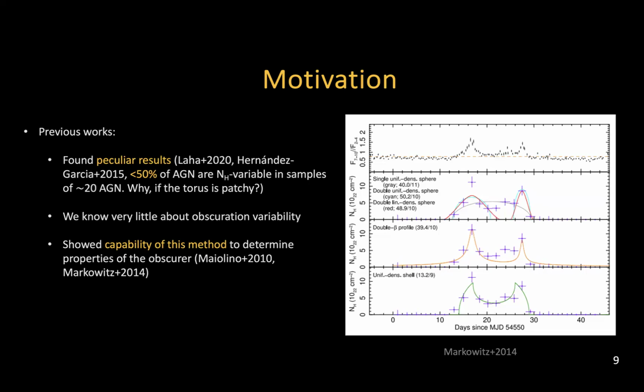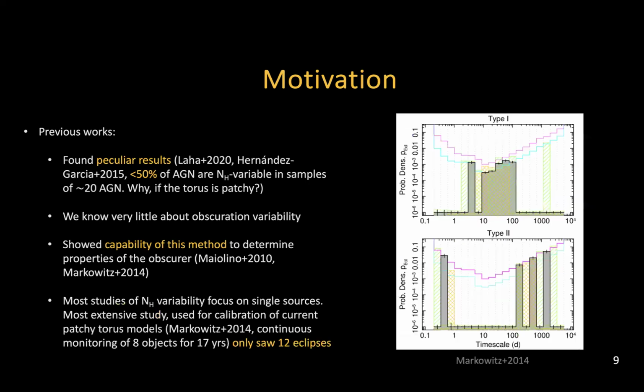In fact, the most extensive study that has done something like what I am showing here is the study of Markowitz in 2014, and it only monitored 8 objects semi-continuously for 17 years, and only saw 12 individual full eclipses. Now, if you separate these between Seyfert 1s and Seyfert 2 galaxies, so less obscured and more obscured AGN, you are left with 8 events and 4 events.